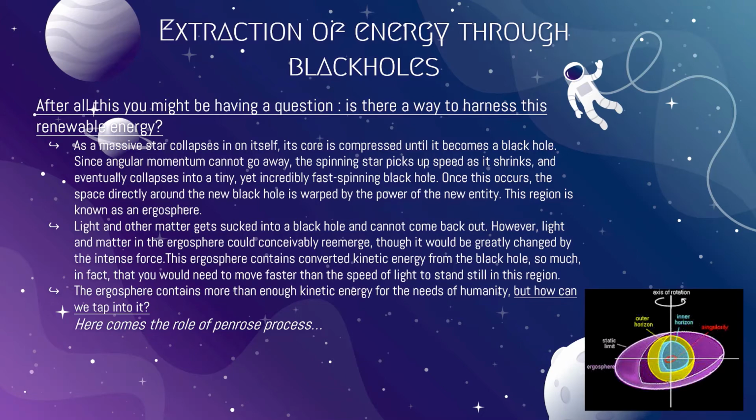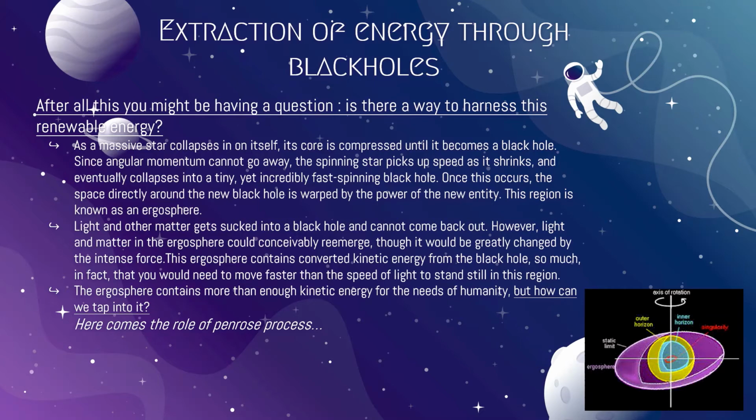As a massive star collapses in on itself, its core is compressed until it becomes a black hole. Since angular momentum cannot go away, the spinning star picks up speed as it shrinks and eventually collapses into a tiny yet incredibly fast spinning black hole. Once this occurs, the space directly around the new black hole is grabbed by the power of the new entity. This region is known as the ergosphere.